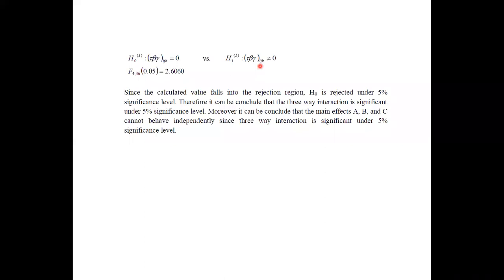Therefore, now we have to check each level of factor A with the levels of factors B and C, and repeat the same thing for factor B as well as for factor C. Therefore, this is the theory that we need to use when we are going to perform hypothesis testing under a three-factor factorial design.